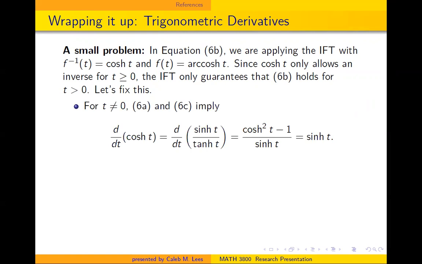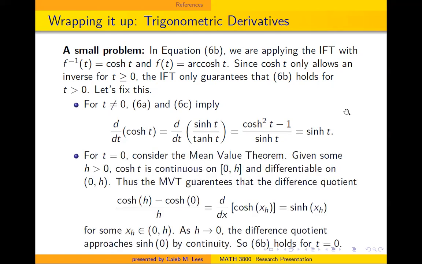So we just turn cosh into sinh and tanh, which we know are defined for all t in R. And we can find that for all t not equal to 0, 6b does hold. But what about for t equals 0? Well, it gets a little bit gnarly. So the authors actually use the mean value theorem at this point, which I thought was kind of exciting.